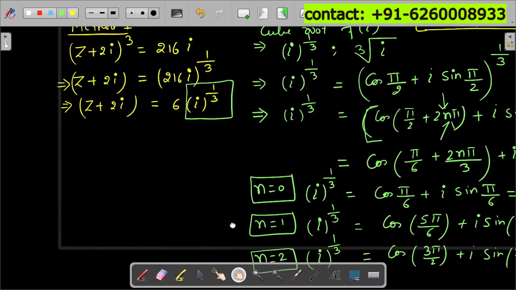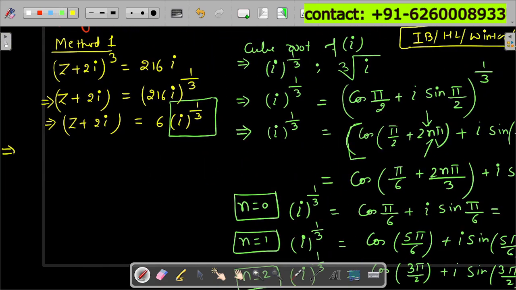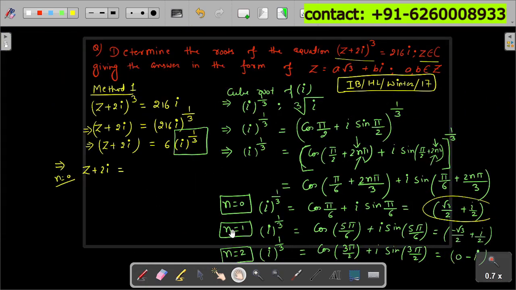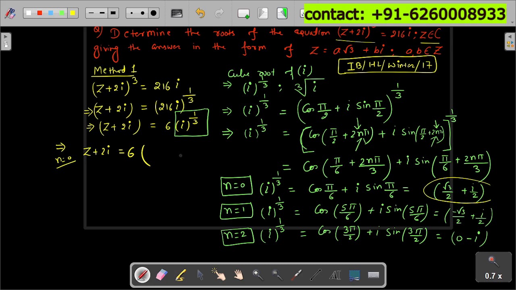So we have to put the value here and we will get the answer accordingly. First, when n = 0, let us substitute the value. z + 2i = 6 times (√3/2 + i/2). Let us simplify this: z + 2i = 3√3 + 3i. So what will be z? z will be equal to 3√3 + i. This is the first answer.